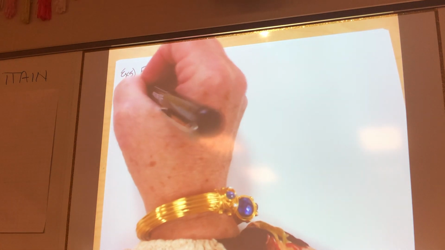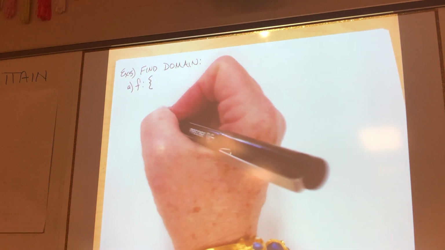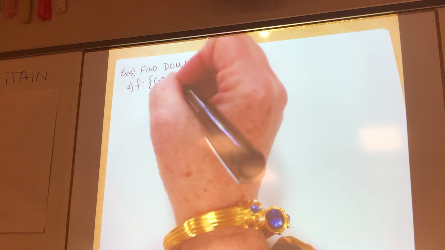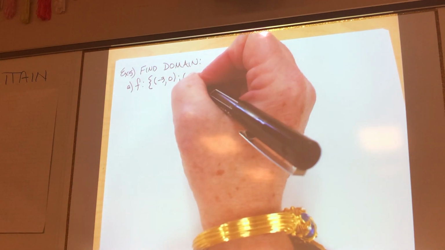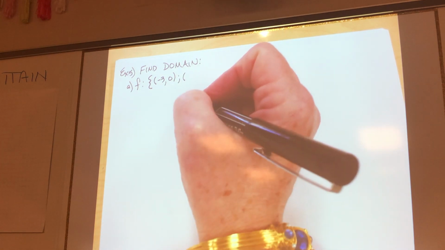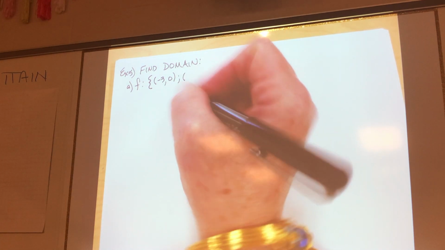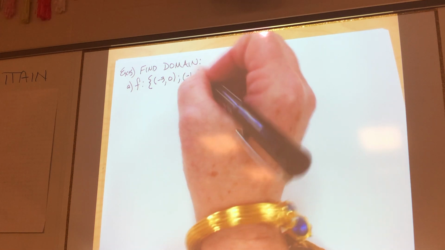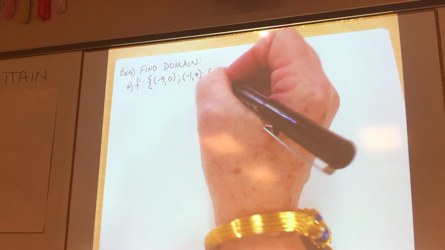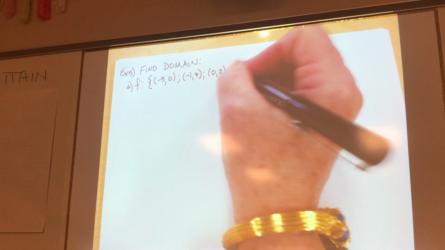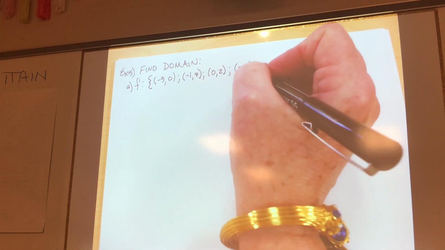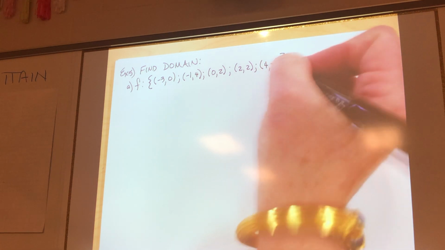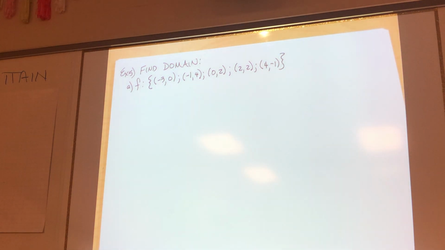My function is the set containing -3, 0, -1, 4, 0, 2, 2, 2, and 4, -1. Okay?